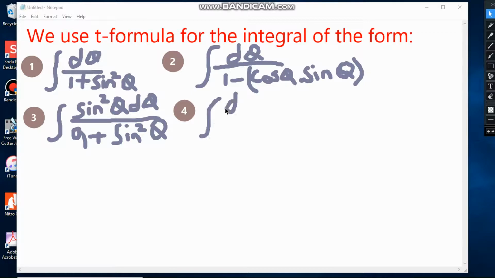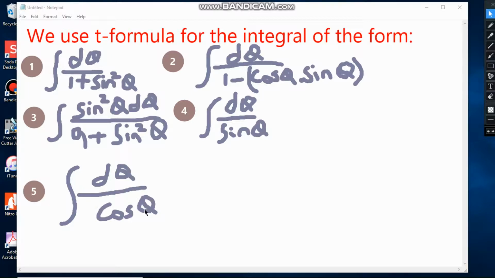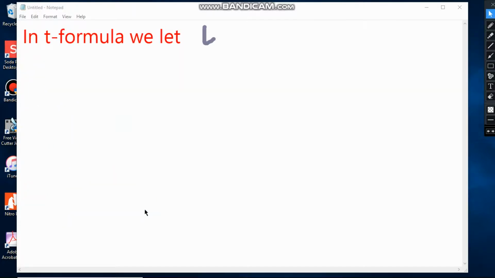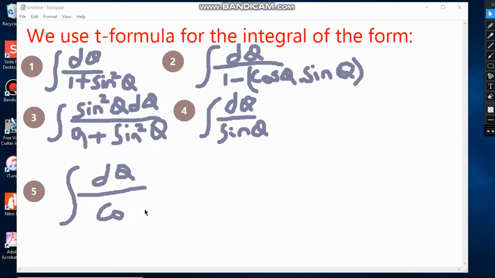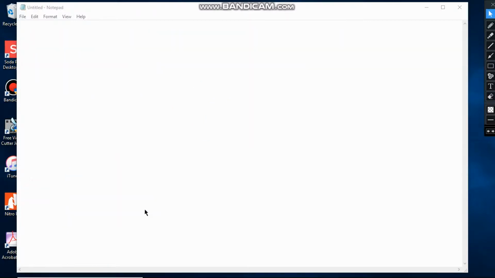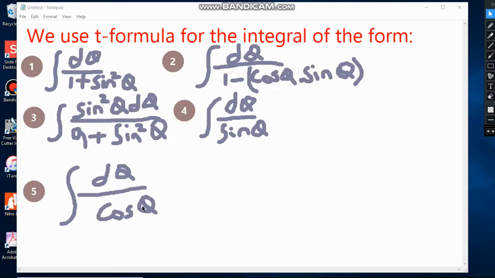Or an integral of the form d theta over sine of theta. This is a special case for the T formula. I will show you in examples. Or an integral of the form d theta over cos theta as well. This is a special case. These are d theta over cos theta, and d theta over sin theta.